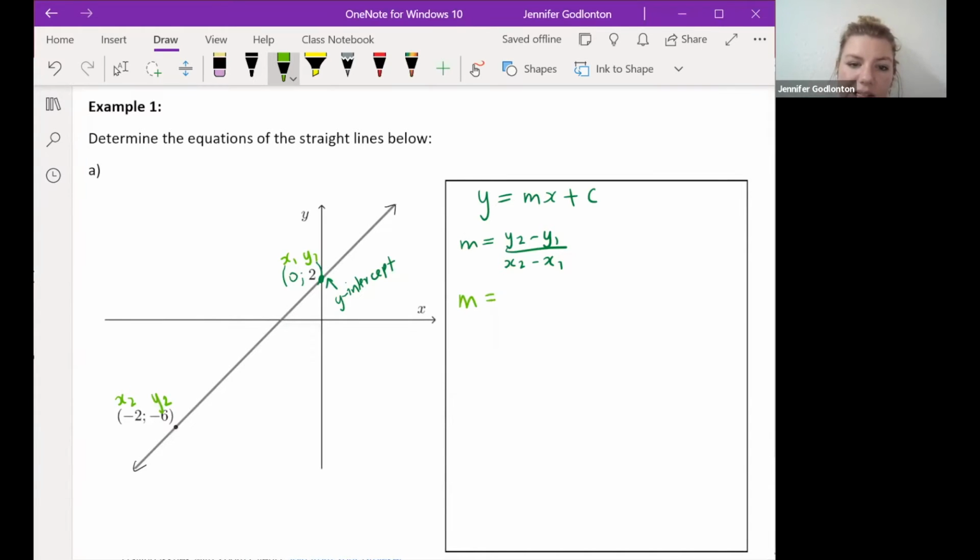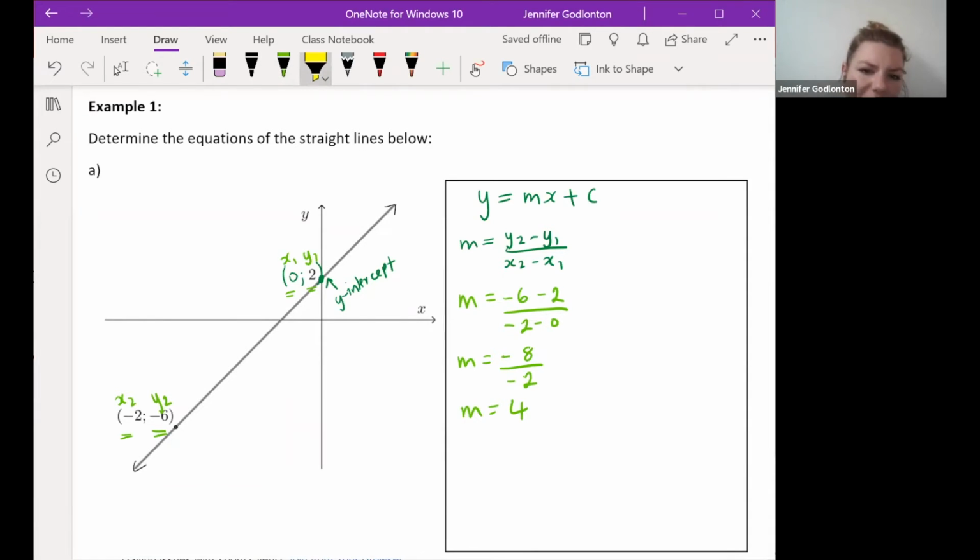So m is equal to y2, which is -6, minus y1, which is 2, over x2, which is -2, minus x1, which is 0. So -6 minus 2 gives me -8. -2 minus 0 gives me -2. A negative and a negative gives me a positive, and 8 divided by 2 gives me 4.